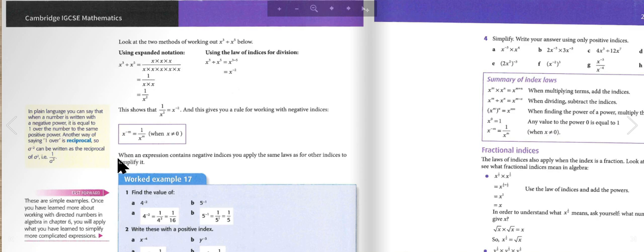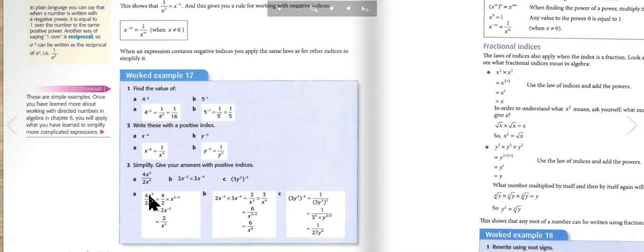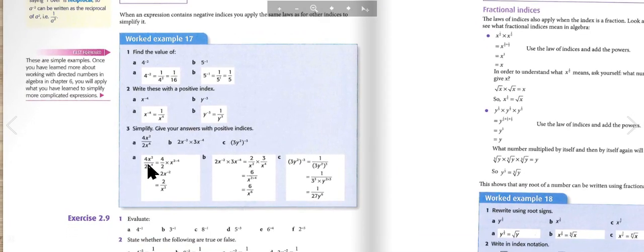When an expression contains negative indices, you apply the same laws for other indices to simplify it. Work through example 17. Find the value of 4 to the power of negative 2 and 5 to the power of negative 1. So here are the answers.